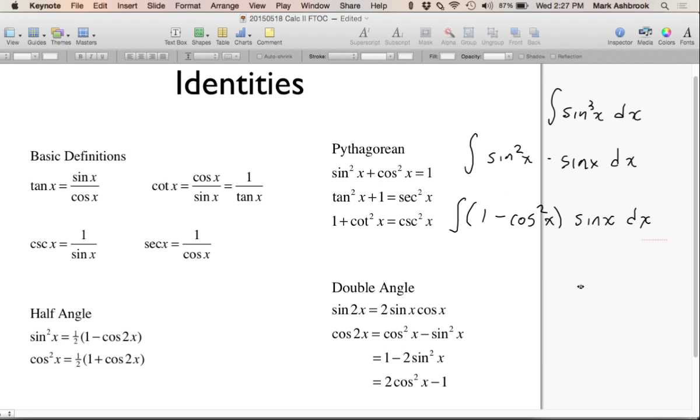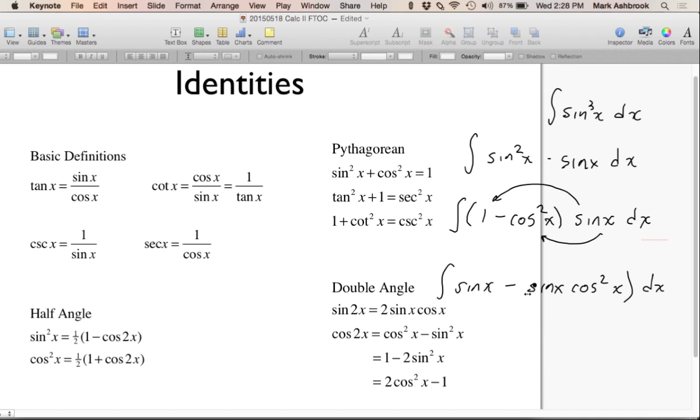So now we can think about distributing sine to both of those. Sine times 1, piece of cake, right? And then the other one would be cosine squared times sine. Can we do the antiderivative of that? Should be able to. So this is the same as sine x minus sine x times cosine squared. Do we recognize what we got there?